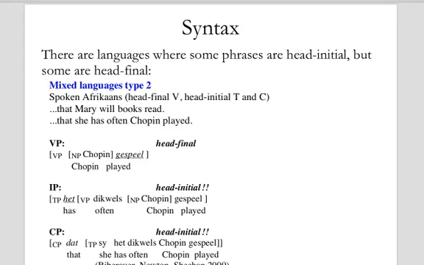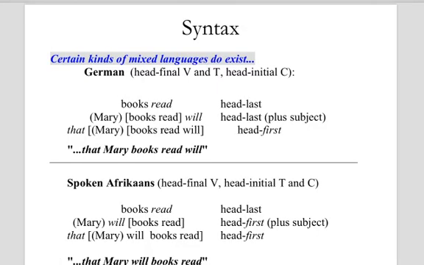Here's two more examples of some mixed languages. Oh, sorry, these are the ones we just did. German: head final verb phrase and TP or IP, head initial CP. Here's Afrikaans: head final VP, head initial TP or IP, and head initial CP.